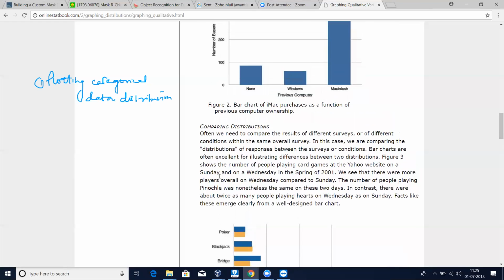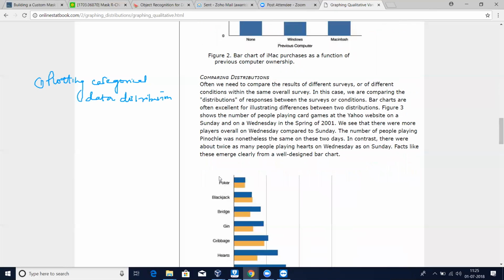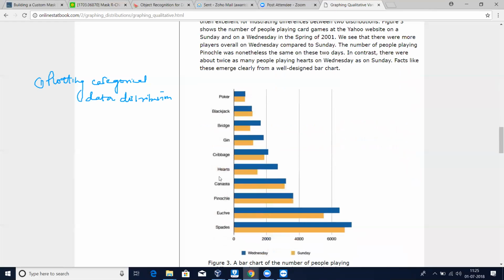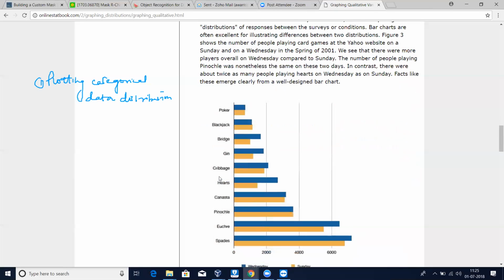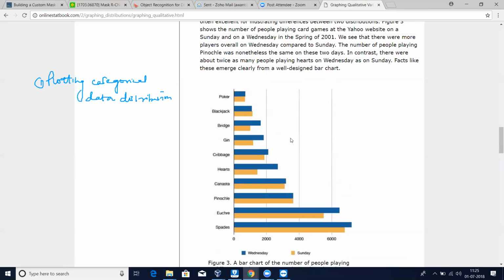Okay, so next we have comparison, right? If you have to do some sort of comparison, you can use horizontal bars. This is barh, horizontal bars. Here you can show the comparison between Wednesday sales and Sunday sales. So this is how you can plot comparison information, comparison of frequency. Frequency comparison can be done by this.